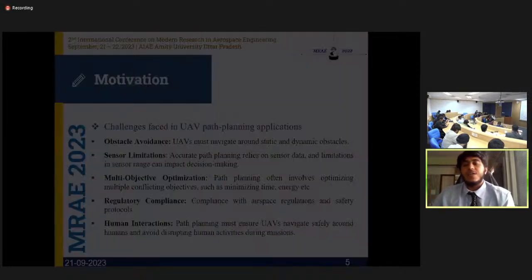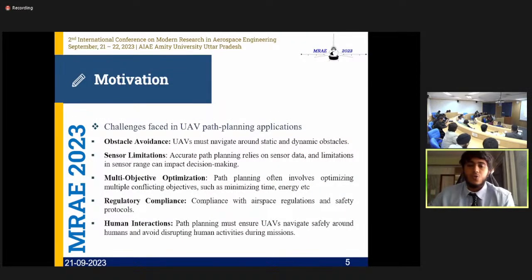Although UAV path planning is so advantageous and crucial, it has some challenges during implementation, such as detection and avoidance of collisions or obstacles, which may be dynamic or static. There are limitations with respect to sensor data calibration and acquisition, catering to multiple objectives simultaneously, like saving energy as well as time, and to some extent regulatory compliance and human disruption.